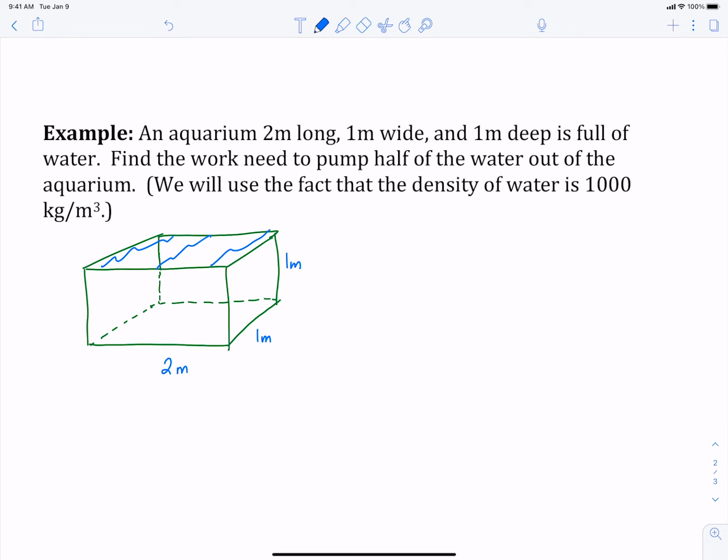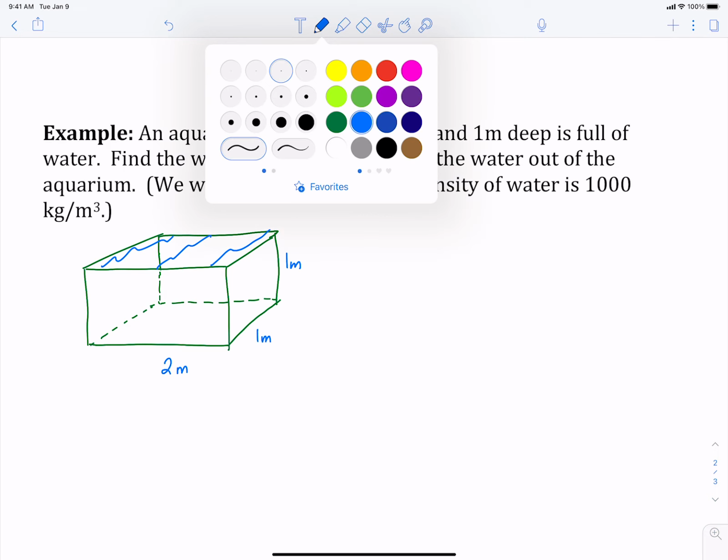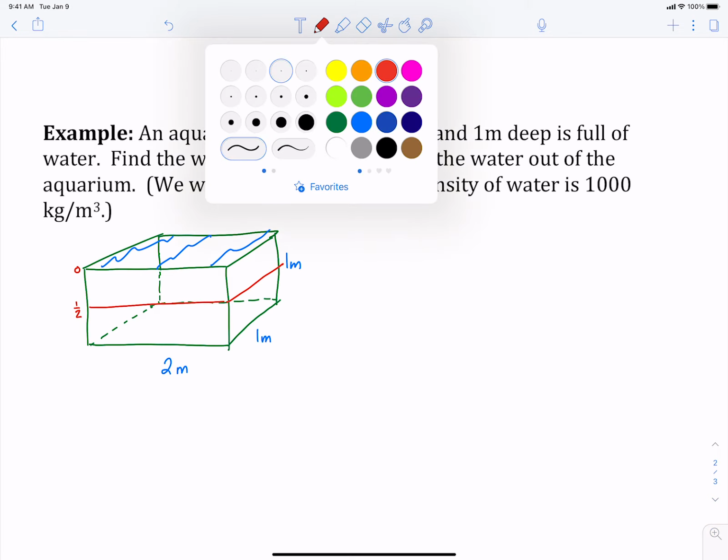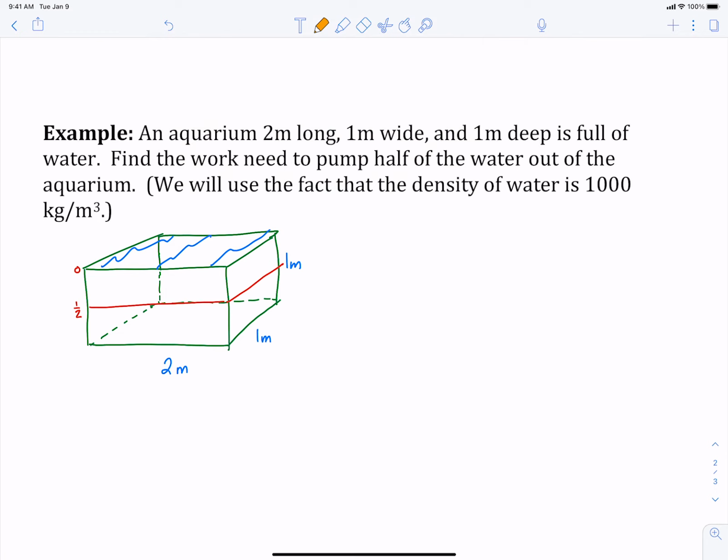and we want to pump out half of the water. So we want to basically get to this line right here. We want to go from 0 to a half there. So 0 water pumped out to half of the water pumped out there. Well, what are we going to look at? We're going to do what we always do with this. We're going to chop this into slices.